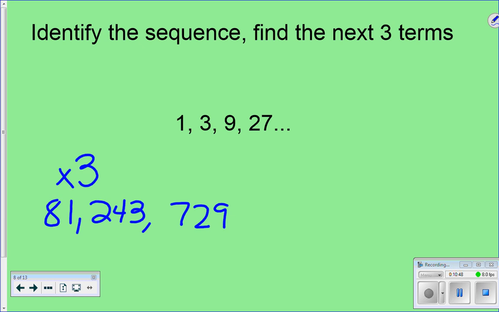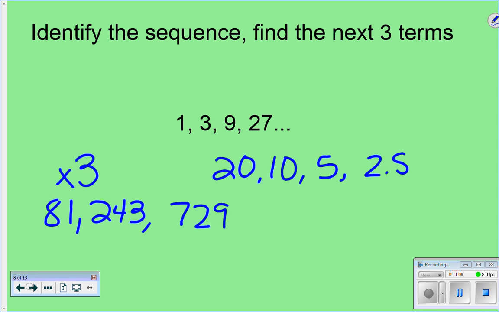Even if you go down fast, too, because you could go down fast and have it be division. Think about it. If I do 20 divided by 2 would be 10, divided by 2 would be 5, divided by 2 would be 2.5. Look how fast it goes down. Probably division then.